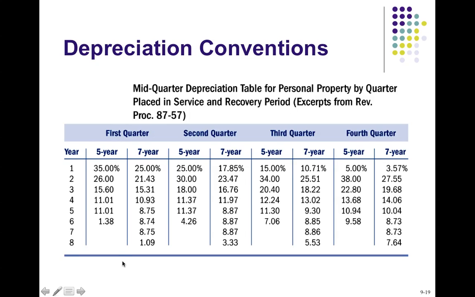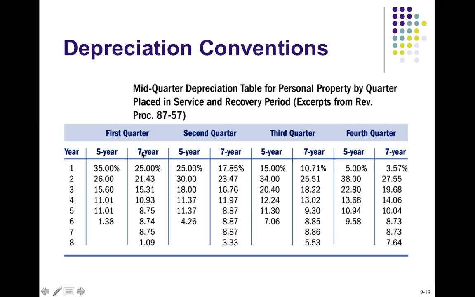So if you have a 5-year asset that you purchased in January and you're using the mid-quarter convention, then your first year depreciation percent is going to be 35%. If you bought an asset in the same year in November in the fourth quarter and it was a 5-year asset, then the amount of depreciation you get in year 1 is only 5%, okay? So for the half-year convention, we use one table for everything. If we have to use the mid-quarter convention, we have to use different tables, and the table that you're going to use depends on which quarter you purchased the asset.